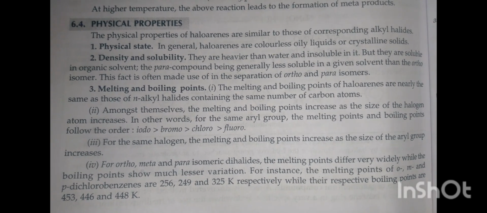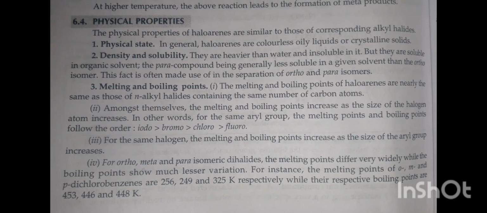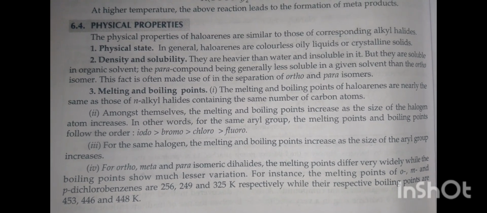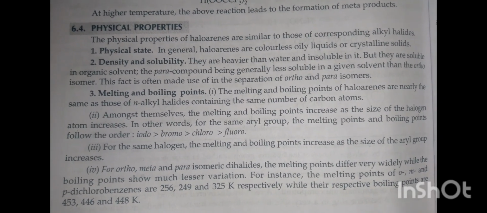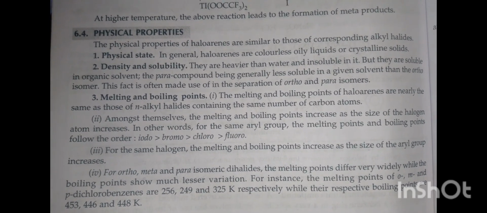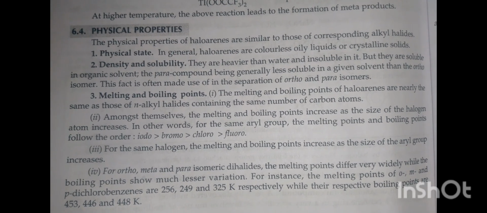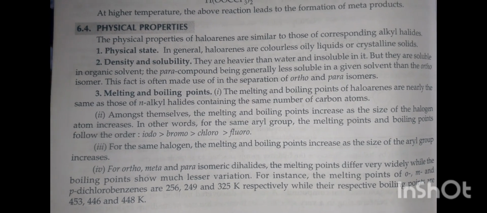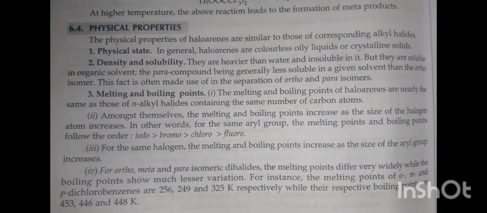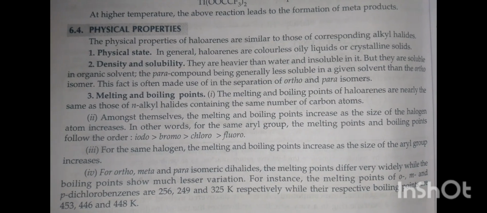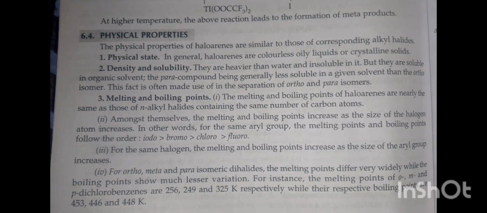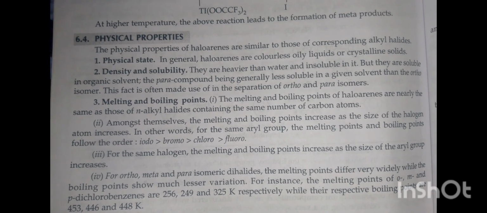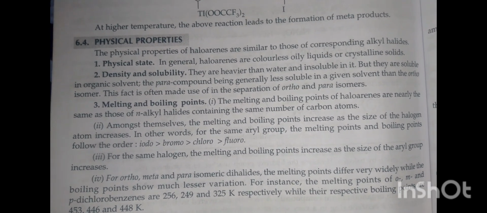This fact is made use of in the separation of ortho and para isomers. Third is melting and boiling point. The melting and boiling points of haloarenes are nearly the same as those of n-alkyl halides containing the same number of carbon atoms. Amongst themselves, the melting and boiling points increase as the size of the halogen atom increases. In other words, for the same aryl group, the melting points and boiling points follow the order iodo greater than bromo, greater than chloro, greater than fluoro. For the same halogen, the melting and boiling points increase as the size of the aryl group increases.